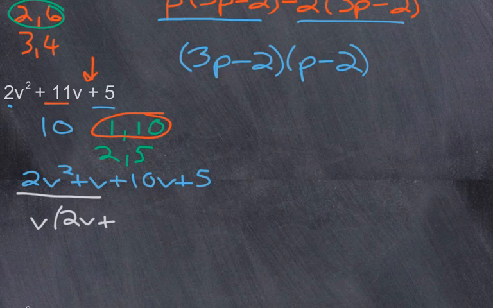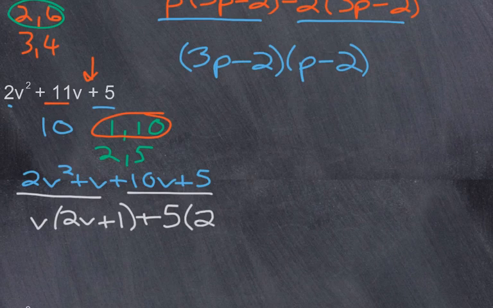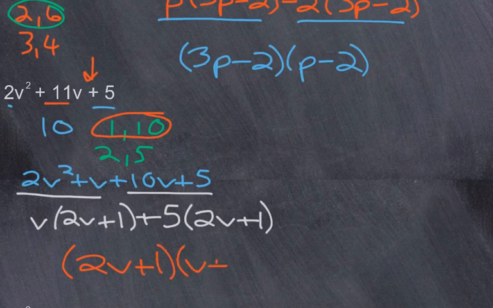So v divided by v. Anything divided by itself is a 1. And here, they both share a 5. So a positive 5. So you factor out a 5, you're left with 2v plus 1. So here, again, we have the same exact parentheses. So we could factor that parentheses out, leaving us with 2v plus 1 and v plus 5.